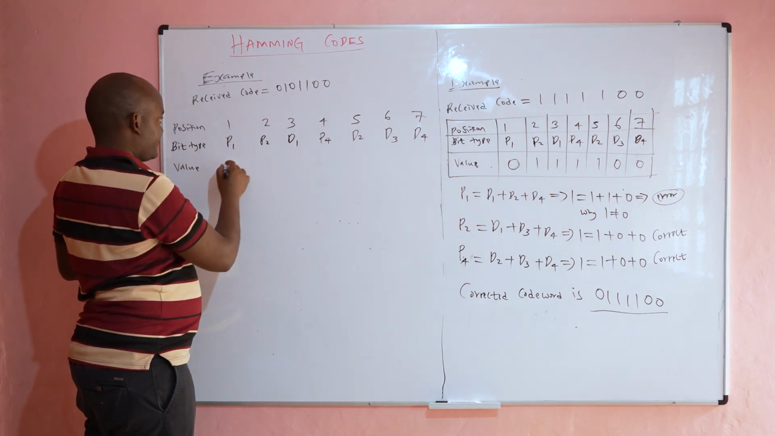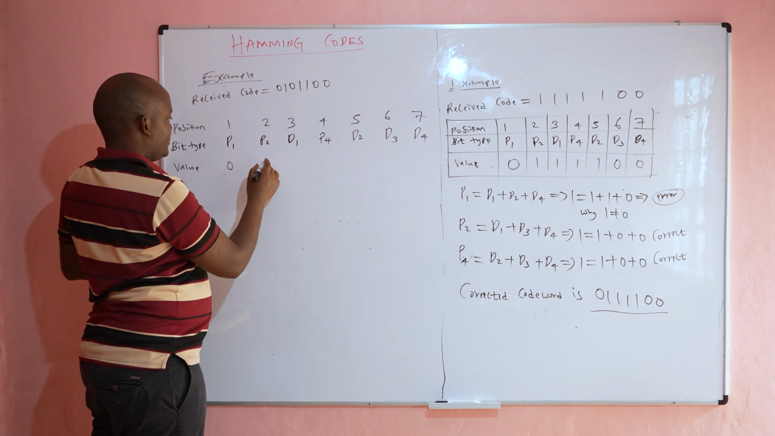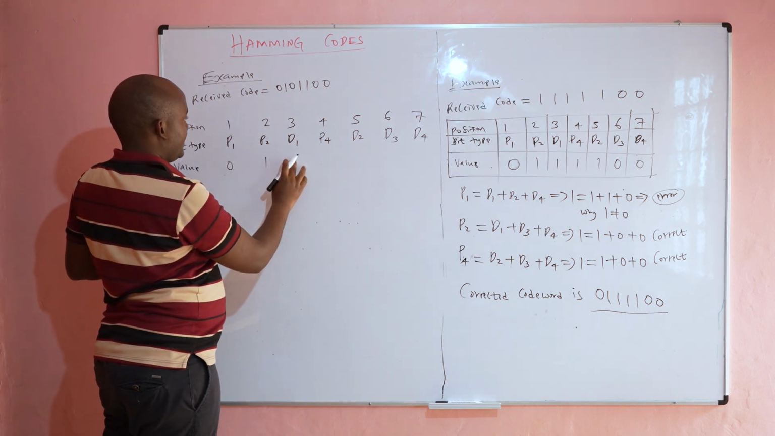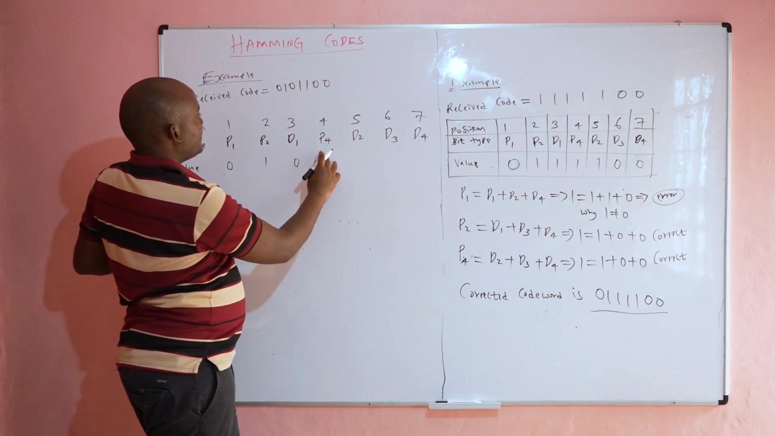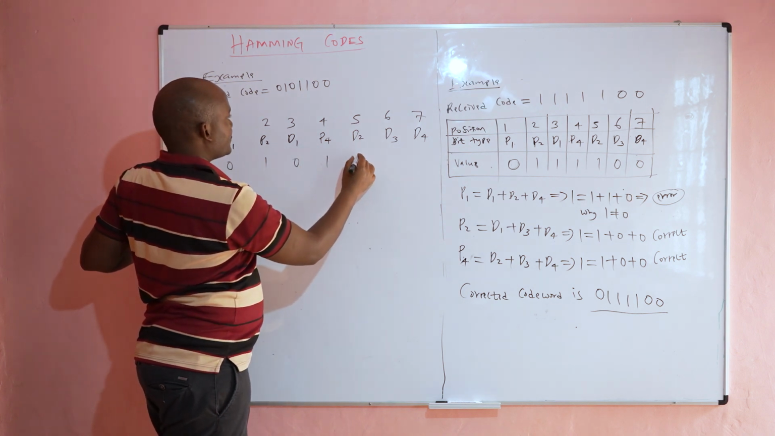So your code is as follows, whereby you have the values now. P1 is 0 from the code word there. P2 is 1. D1 is 0. P4 is 1. P5 is 1.